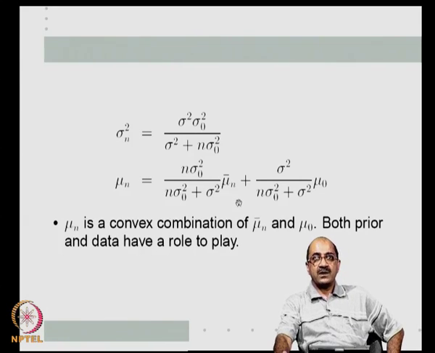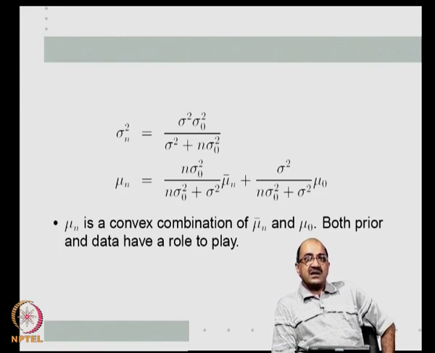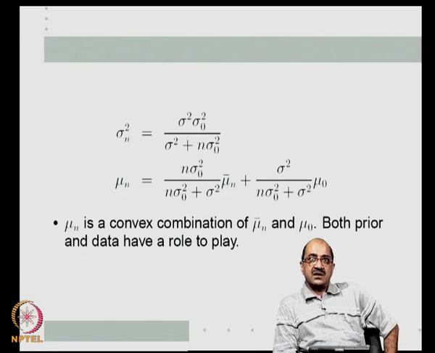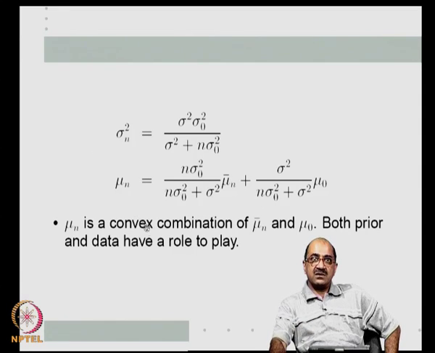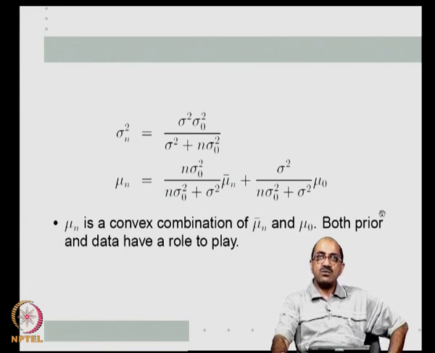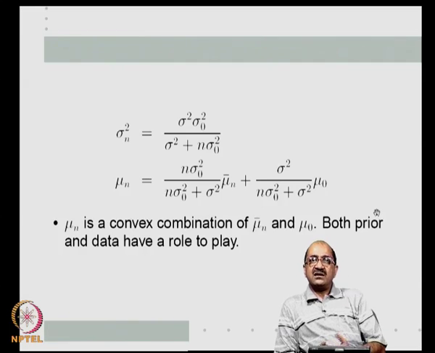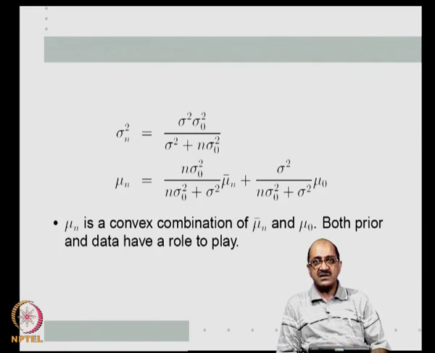Okay. So, thus mu n is a convex combination. I hope you can see that it's some constant times mu n bar plus some other constant times mu 0, both the constants are positive and they add up to 1. So, mu n is a convex combination of mu n bar and mu 0. Mu n bar is nothing but the sample mean, the ML estimate.